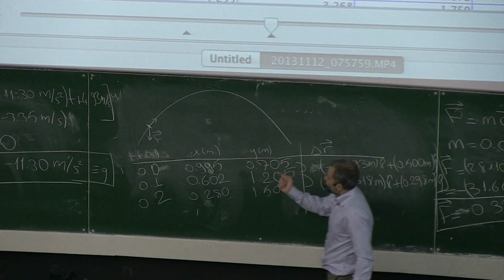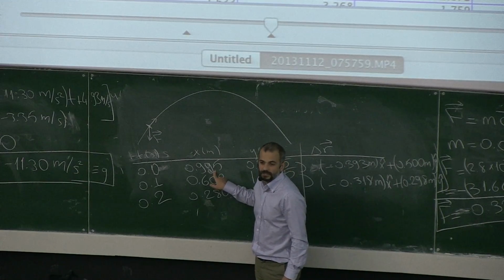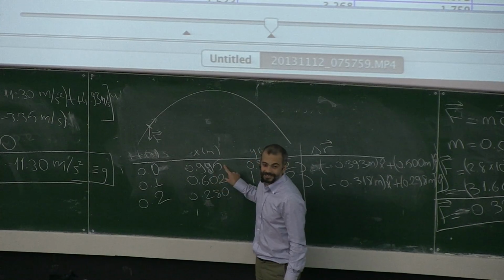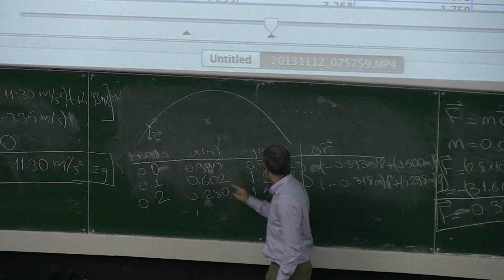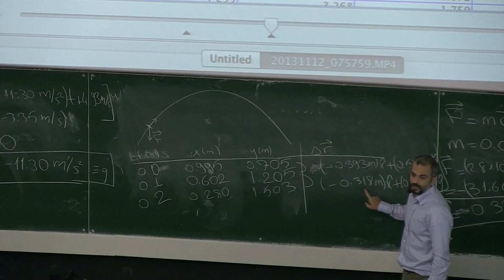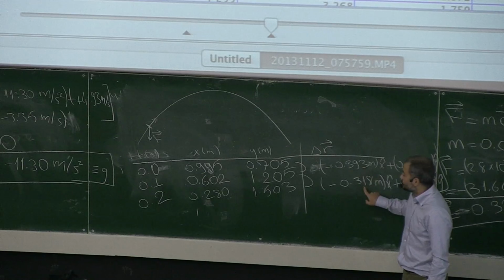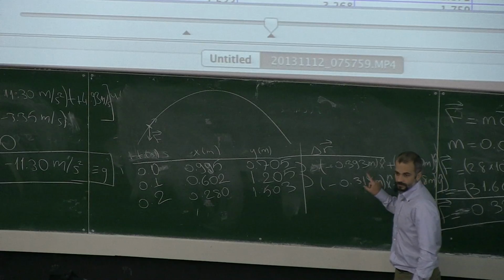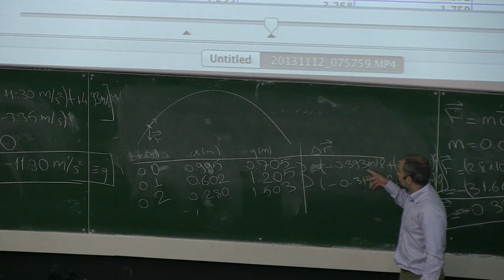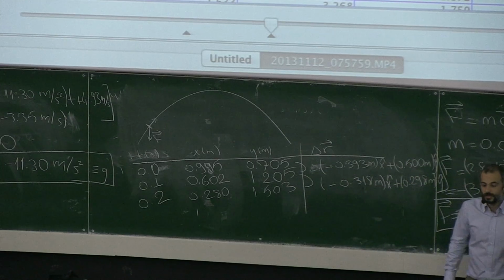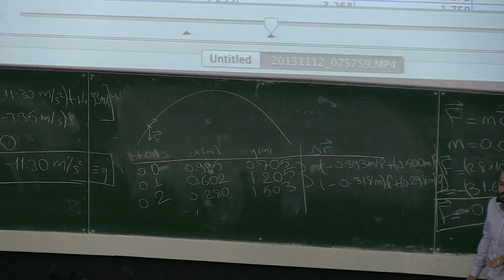But we know that this number has an error of 2.5 centimeters, and this number has an error of 2.5 centimeters. The difference has an error of 5 centimeters. So this number over here is uncertain by 5 centimeters. Similarly, this number is uncertain by 5 centimeters. So within those error bars, if I subtract this one from this one, I get 8 centimeters, but the error bar in that difference is now 10 centimeters. So the difference between the displacement along the x direction in these two time intervals is 8 centimeters plus or minus 10 centimeters, which is consistent with 0.